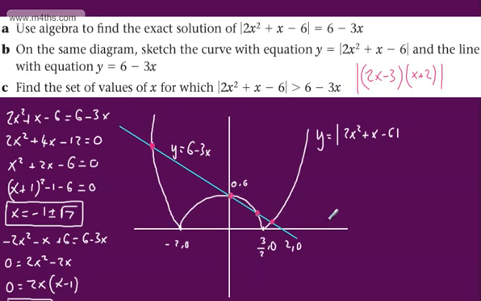We need to find a set of values of x for which the modulus of 2x squared plus x minus 6 is greater than 6 minus 3x. The way I think about this is, where is the quadratic above the line? And we can see from this that the quadratic is going to be above the line in this part right here, we can see we've got a small sliver just here of where the quadratic is going to be above the line, and then we've got all of this area right here off to positive infinity.